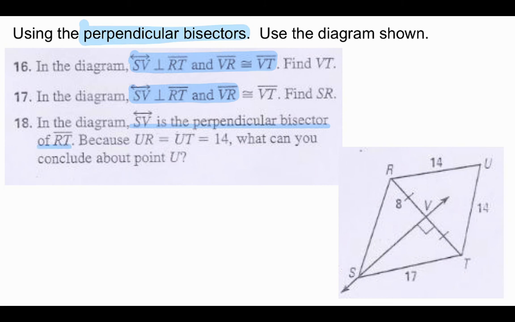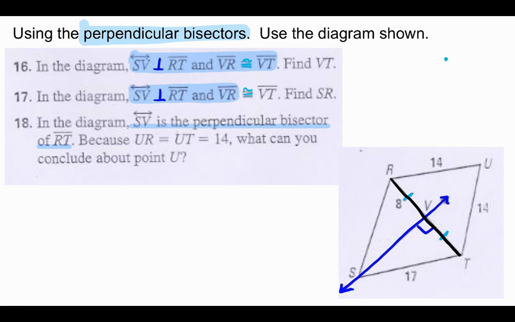So remember, we have our perpendiculars. So there's our right angle. And we have our bisecting. This is where we get those congruent segments at V. So that's our bisecting. So that makes this line SV the perpendicular bisector of the segment RT. So we're going to use our information in order to find our measurements.